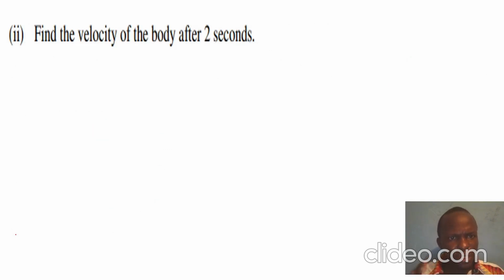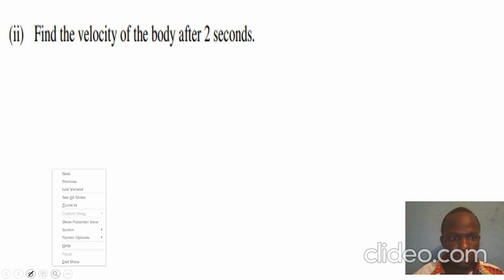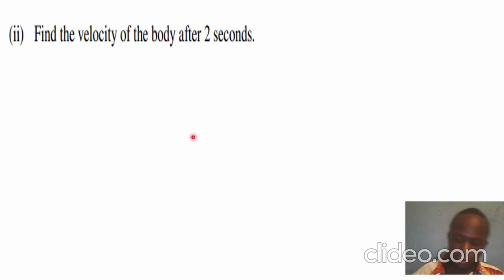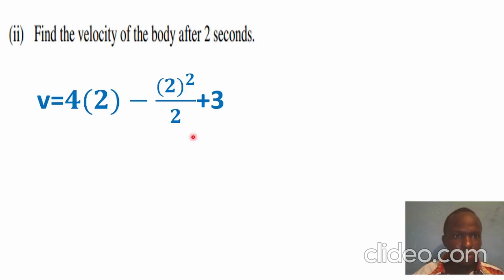So find the velocity of the body after 2 seconds. Now that we already have the velocity function, we are just going to substitute 2 in the velocity function that we have already found, and then we get the answer, 9 meters per second.